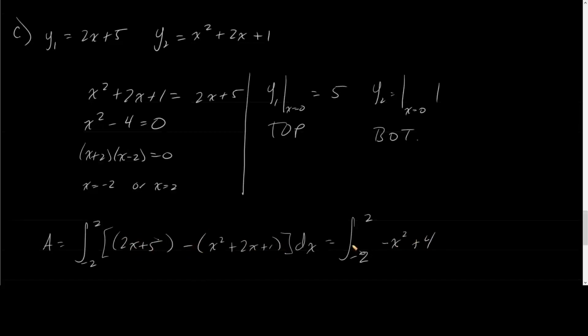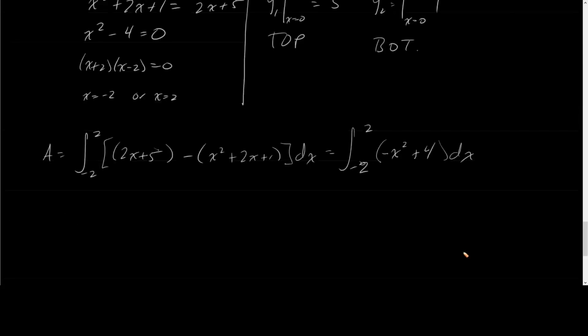5 minus 1 is positive 4, and negative x squared is right there. And when we integrate this, well, what do we get? We end up with negative x cubed over 3 plus 4x, evaluated from negative 2 to 2. And when we plug in these values, we'll plug in the top first.